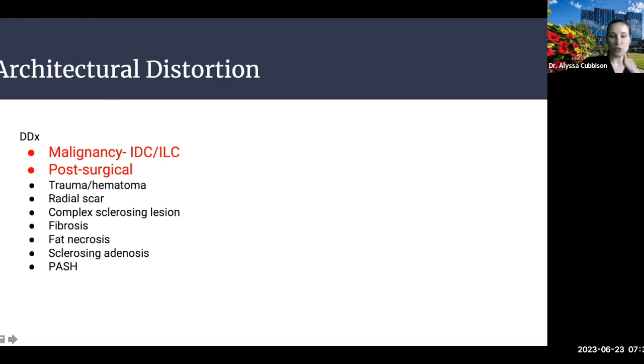If you don't have a procedure or surgery to really correlate to the finding, then you really have to take every distortion you see very seriously. Because it is a very common presentation of malignancies, both invasive ductal and invasive lobular. These are not the only two in the differential. Other benign things cause distortion. Trauma hematoma for sure. Radial scar is a very common explanation for why we see it. Same as complex sclerosing lesion, fibrosis, fat necrosis, all of these things can do it and can be considered concordant in the right setting. But I did just want to draw your attention to these up here.